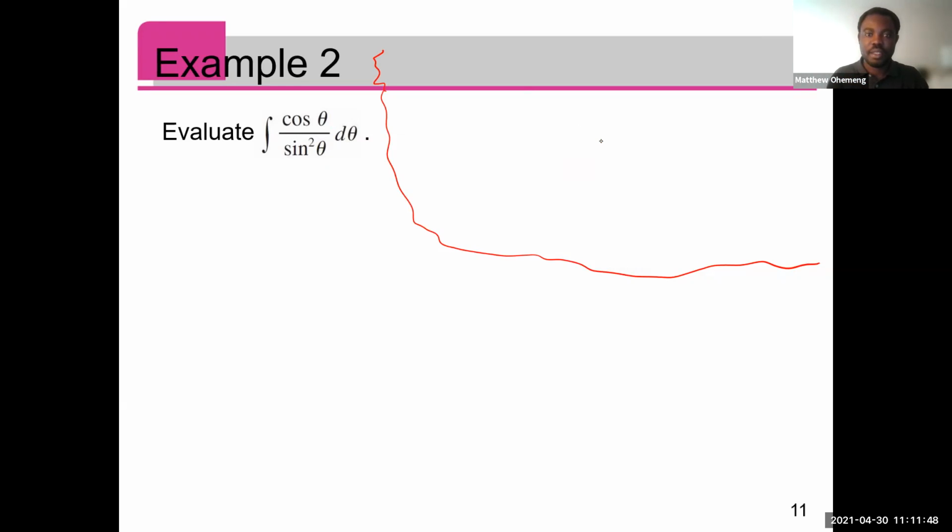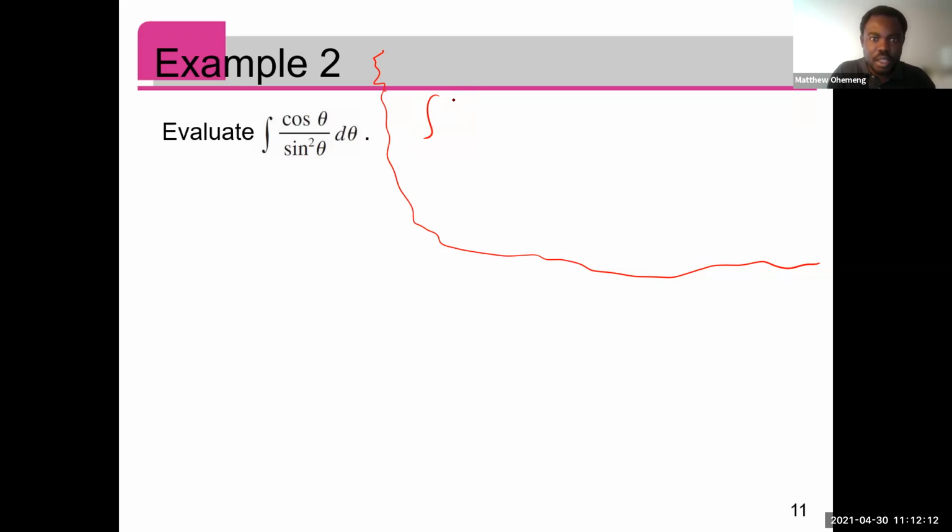Yes, anybody? Or I should give you time. If you are working on this and you're almost there, let me know. Okay, let's do it together. For this one, I start. This one wants the indefinite integral. So the question is, do I have a direct antiderivative for cosine of theta over sine squared theta? Nothing comes to mind, right?